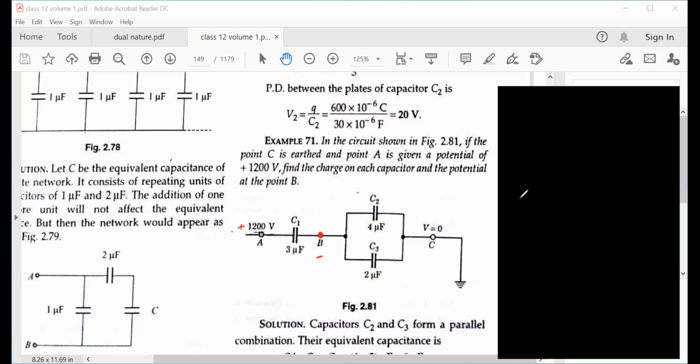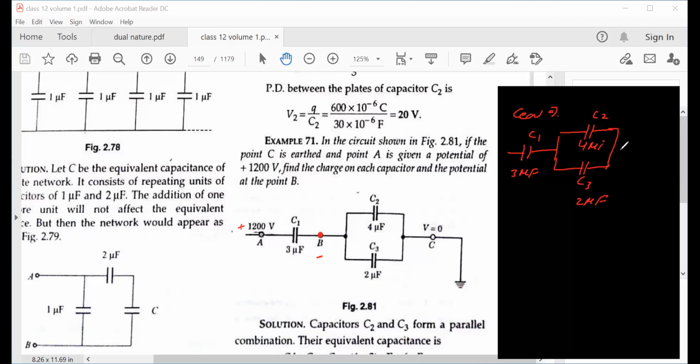So let's see. For this circuit, first of all, we'll try to find the equivalent capacitance. I'll redraw the circuit. We don't want the voltages, we want the equivalent capacitors. So this is your capacitor, and this is your capacitor. This capacitor is 3 microfarad, it is your C1. This is your C2 and this is your C3. It is your 2 microfarad, and here it is your 4 microfarad.